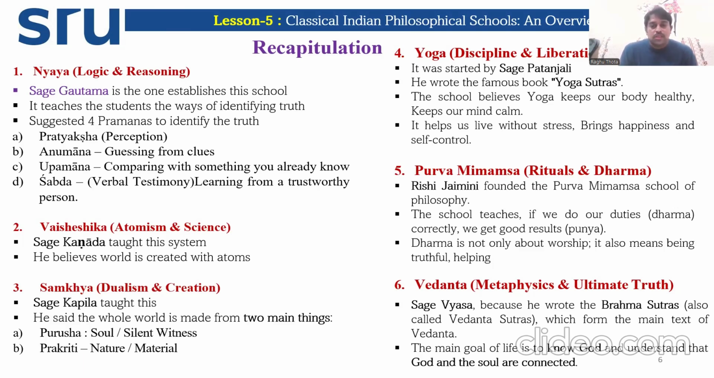And the fifth school is the Purva Mimamsa school. It is a school of rituals and dharma. It was proposed by Rishi Jaimini. The school teaches that if you do our duties, that is nothing but dharma, correctly, we get good results.